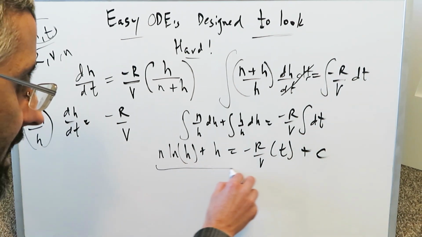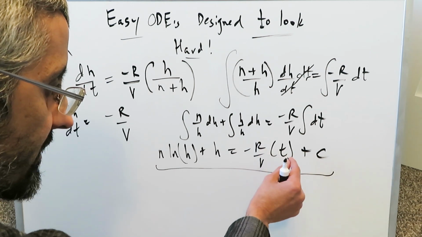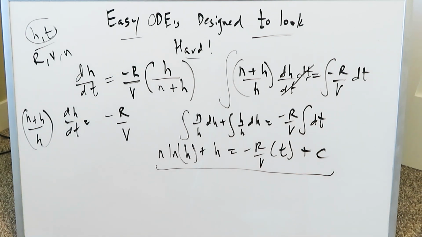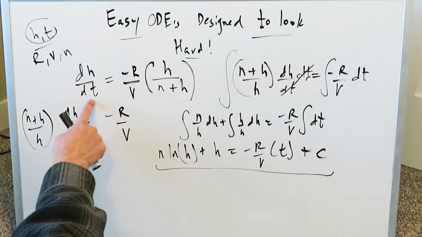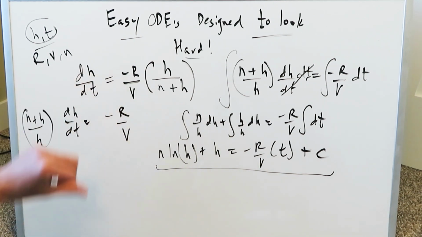n natural log h plus h is equal to minus r over v, parentheses t plus c. You could have done minus rt over v. It's the same. It's all good. But you see how this question wasn't hard, but it looked hard because it's unfamiliar to us. Again, it's still a first order differential equation.